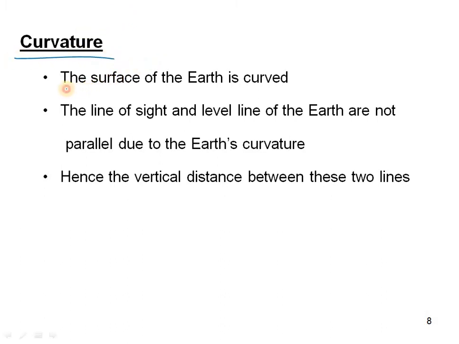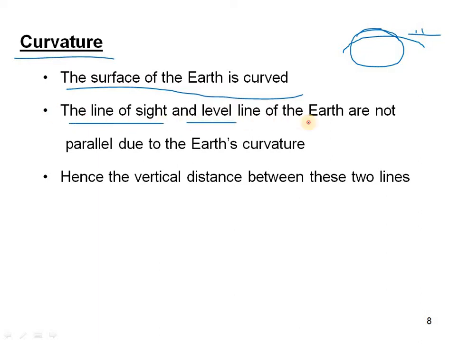The curvature means the surface of the earth is curved. Obviously we know our earth is in a round shape, but we think sometimes it is a flat surface. We are living on the earth, but when the earth is a round curved surface, you can observe here up to some extent the elevation will be there. The line of sight and level line of earth are not parallel due to the earth curvature. So this is the earth curvature.